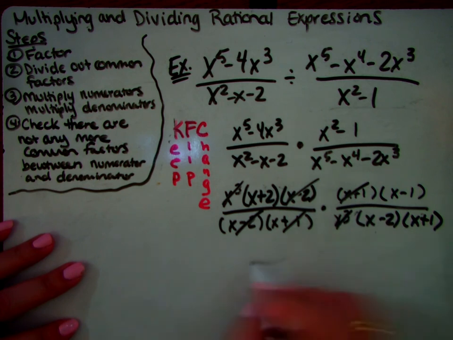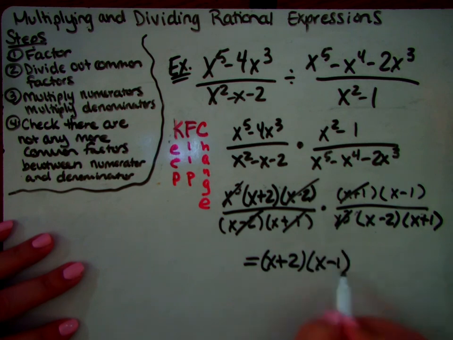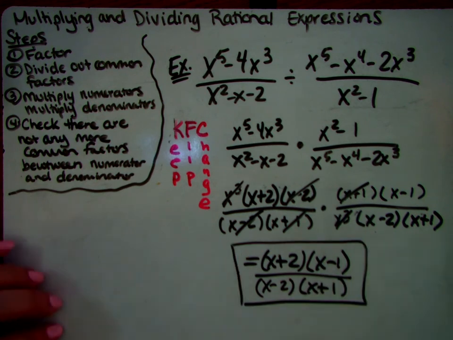And now our answer is whatever's left. So up here I have an x + 2, and I have an x - 1. And on the denominator, I have x - 2, and I have an x + 1. So that is going to be your answer.